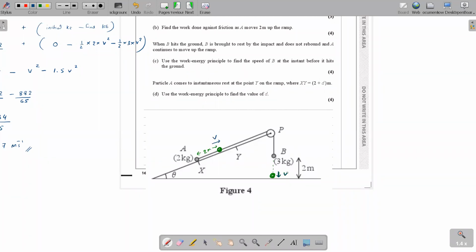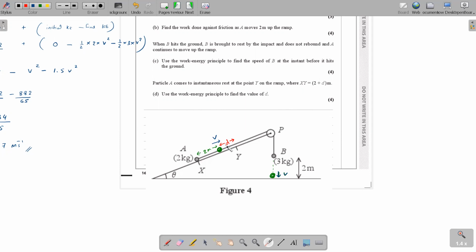Both of them have the same speed, but even though it hits the ground, now B stops, but A doesn't stop. A will continue to move up. Do you guys agree? A continues to move up. So they are saying particle A comes to instantaneous rest at the point Y on the ramp where XY equals 2 plus d. So I hope you guys can see that this small distance is what they consider as the d here. So XY is 2 plus d.